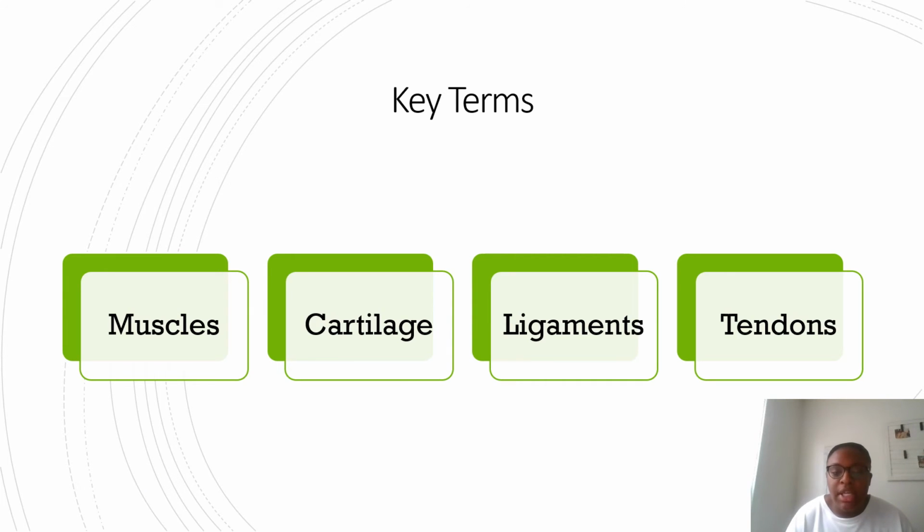So, some key terms that I would have for that specific article would be muscles, cartilage, ligaments, and tendons. This picture right here would be an example that I would post on my screen in my classroom, or I would give them a paper with those words right there so they can remember to look out for those words.